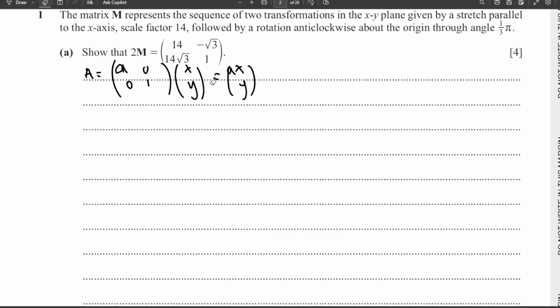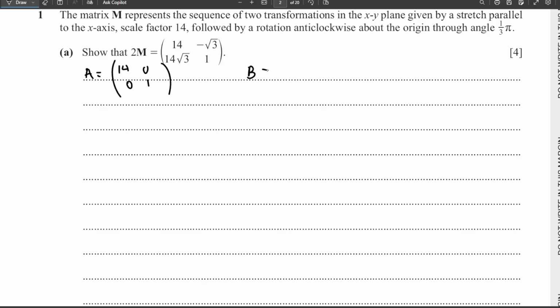So if the scale factor is 14, this multiple will be 14. After you map it onto the coordinate, it will become 14x. So the x-coordinate will be stretched, while the y-coordinate is just left by itself. So the matrix for the first operation, which is the stretch, will be this one. Okay, so that's A. Now we want to deal with the rotation.